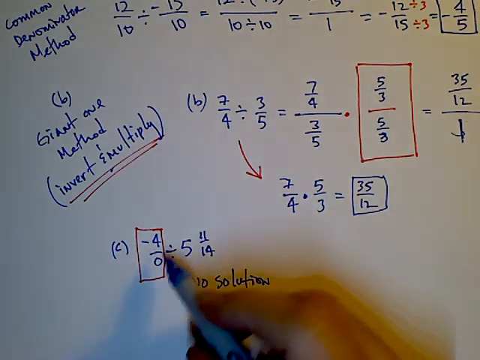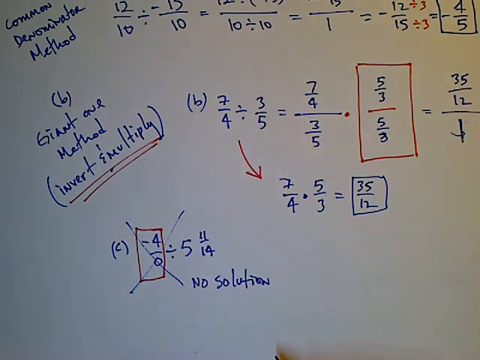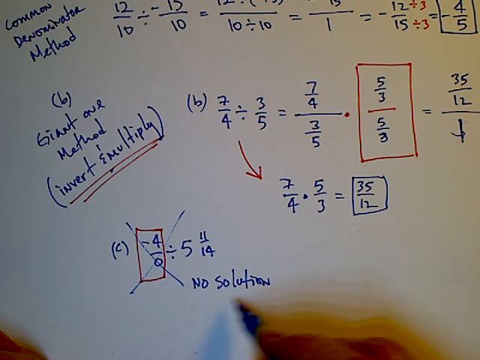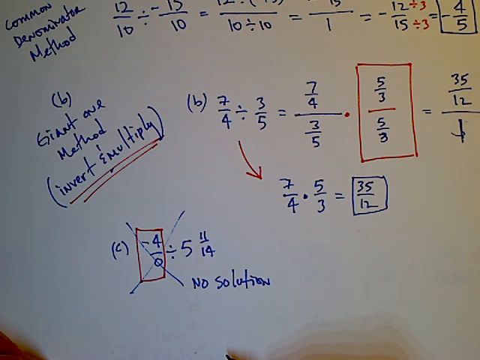No solution because you cannot divide by 0, right? So C, kind of a trick question there to make sure you're paying attention. But when you see that divided by 0, there's no solution because you cannot divide by 0. Your denominator of a fraction can never be 0.